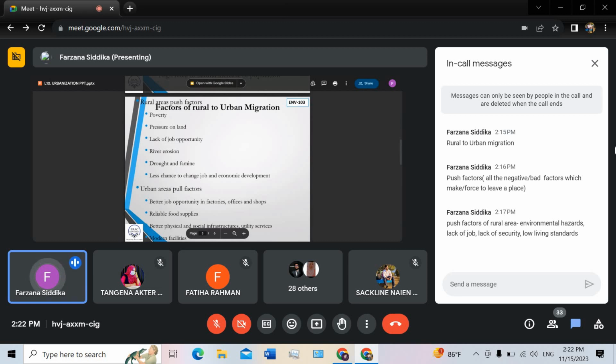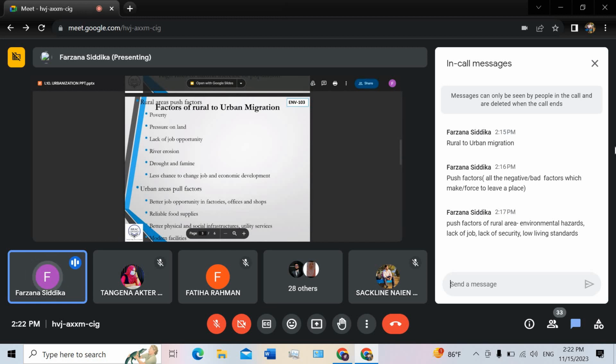So push, it is pushing you off a place. It is kicking you out of a place. Okay. So whenever you do not find your desired opportunities or desired facilities in a place, those are the push factors. So you have to migrate from that place to another place. Okay, these are the push factors.